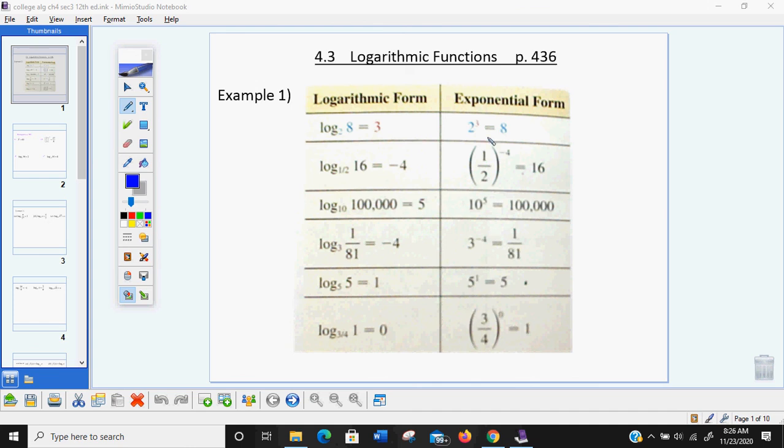Now, you guys should be able to plug these in your calculator and check them. Anything with an exponent like this. So you need to make sure you can do that. If you can't, you need to get with me, and I'll help you with that.